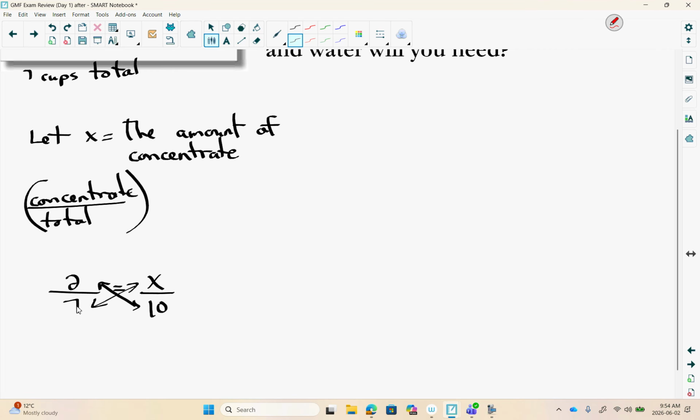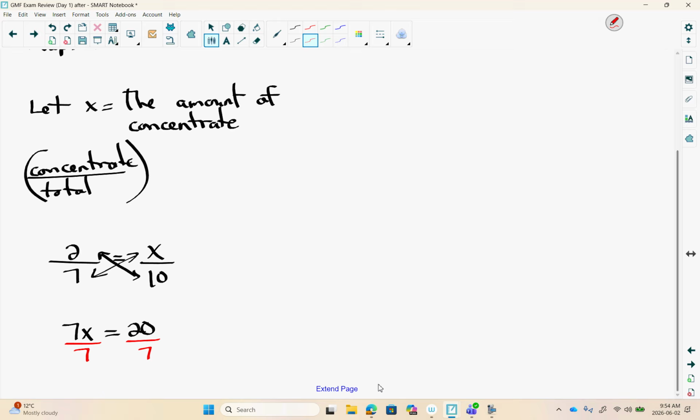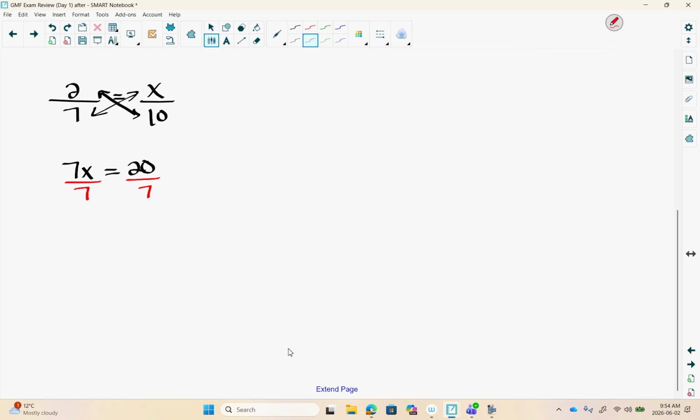Okay? How do I figure out exactly what it is? I'm going to cross multiply. 7 times x would give me 7x. Write your equal sign. 2 times 10 or 10 times 2 is 20. And what would you do to get x by itself? Divide by 7. 20 divided by 7 is a little less than 3. 2.8571. X is going to equal 2.8571. And what are the units on that? Cups. Cups of what? Concentrate.